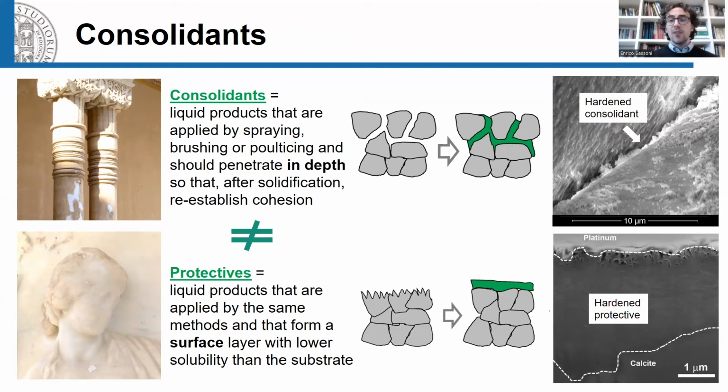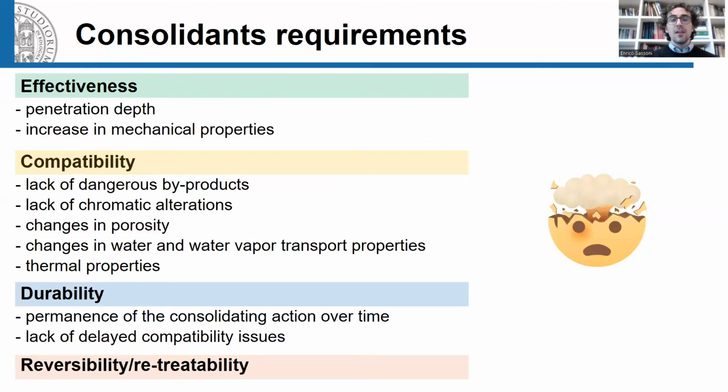Protectives are again liquid products that are applied by the same techniques and that in principle also chemically can be very similar to consolidants, but in this case the goal is to form a surface layer to protect the stone and not penetrate it in depth as in the case of consolidants. In doing their task, consolidants need to meet a series of requirements, as you can see here.